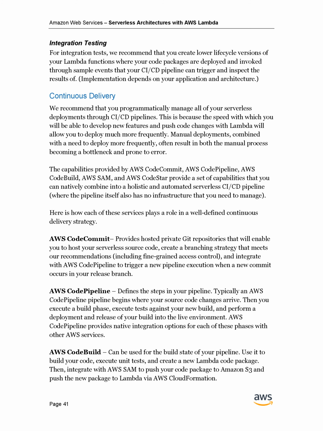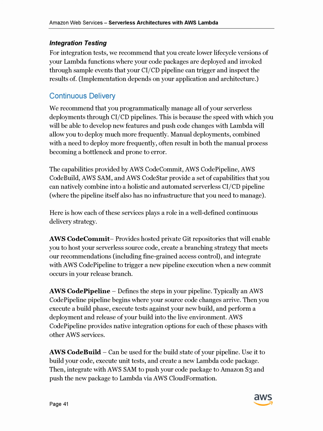AWS CodePipeline defines the steps in your pipeline. Typically, an AWS CodePipeline begins where your source code changes arrive. Then you execute a build phase, execute tests against your new build, and perform a deployment and release of your build into the live environment. AWS CodePipeline provides native integration options for each of these phases with other AWS services.